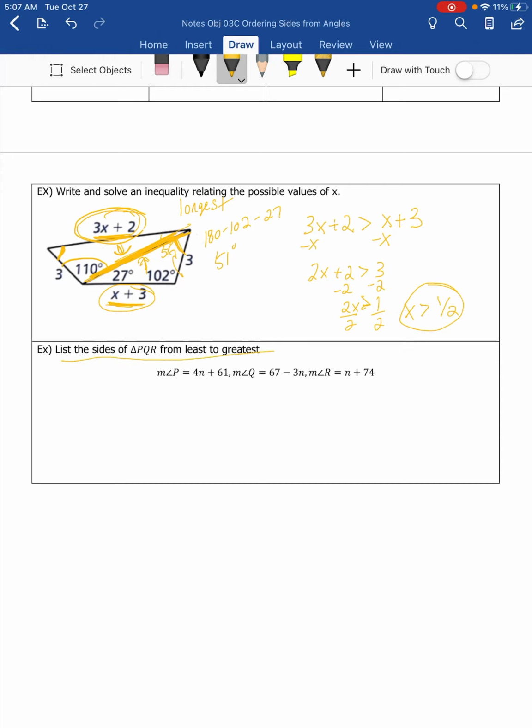So this next one, it says list the sides of PQR from least to greatest. Unfortunately, you're not given the sides, you're given all of the angles. So what you need to do is find the measures of the angles. One thing you should know is the sum of the measures of the angles of a triangle is 180. So we have 4n plus 61 plus 67 minus 3n plus n plus 74 is equal to 180.